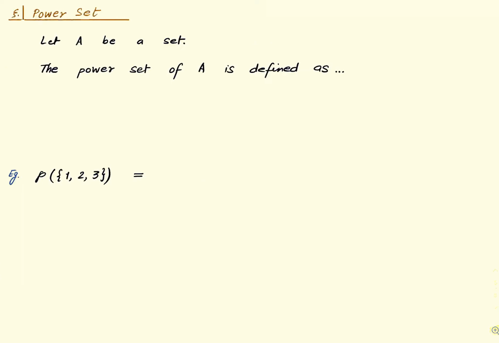And now we come to the notion of a power set. So let A be any set. The power set of A is defined as the collection or the set of all the subsets of A. So A is a set, hence it has subsets. Collect all possible subsets of it, including the empty set. That is the power set.